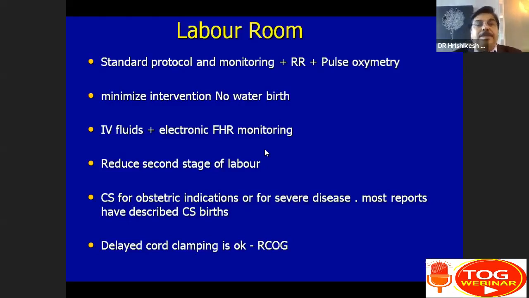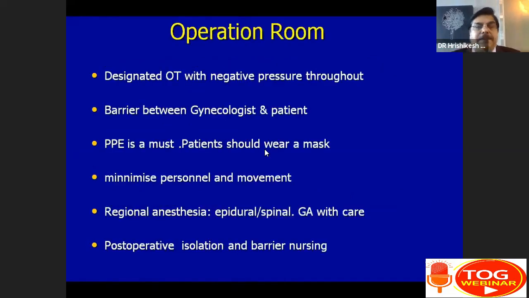We should reduce the second stage of labor. It should be cut short, and cesarean section should be done mainly for obstetric indications or for severe disease where there may be other indications for cesarean. Delayed cord clamping has been recommended by RCOG because the chances of infection are not that high for these patients.